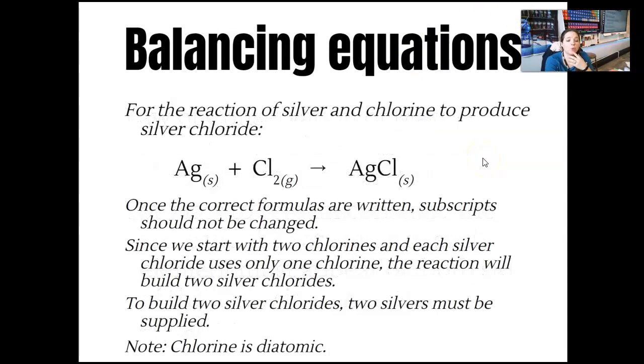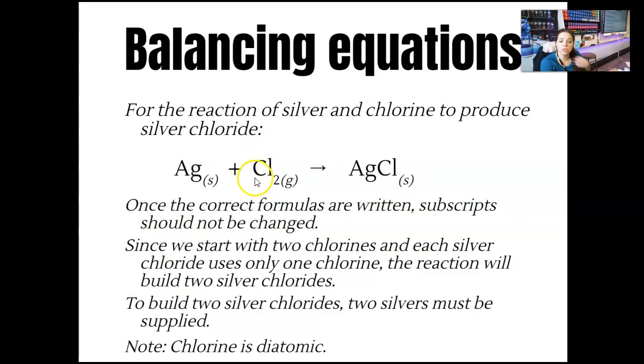All right, for the reaction silver plus chlorine to produce silver chloride. Once the correct formulas are written, subscripts should not change. So once I have all these down, silver by itself, chlorine, because it's a diatom, has to have the subscript 2. Then I've got AgCl2. Chlorine is a -1, and silver, it's not saying if silver is a positive. So it looks like it's silver 1 chloride.